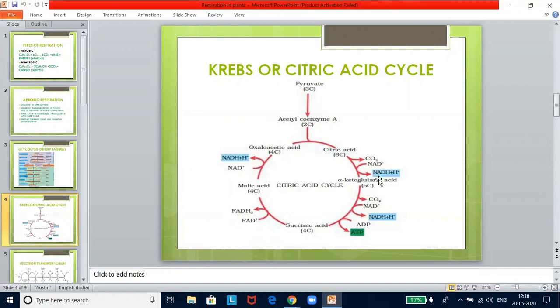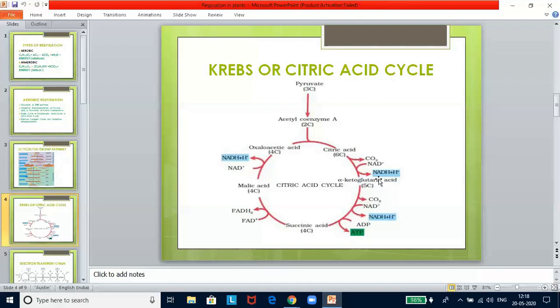Citric acid is dehydrated to form cis-aconitic acid in the presence of aconitase. The same enzyme, aconitase, catalyzes the formation of isocitric acid from cis-aconitic acid by the addition of a molecule of water. Citric acid, cis-aconitic acid, and isocitric acid contain 3 carboxylic acid groups. Isocitric acid is oxidatively decarboxylated to alpha-ketoglutaric acid, catalyzed by isocitric dehydrogenase.